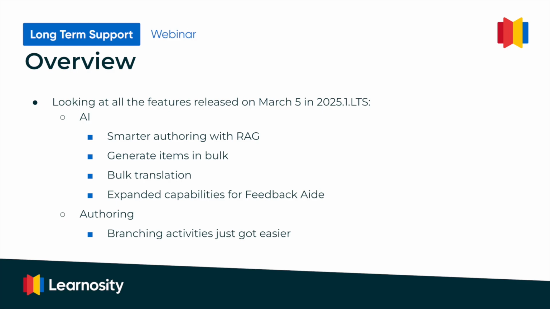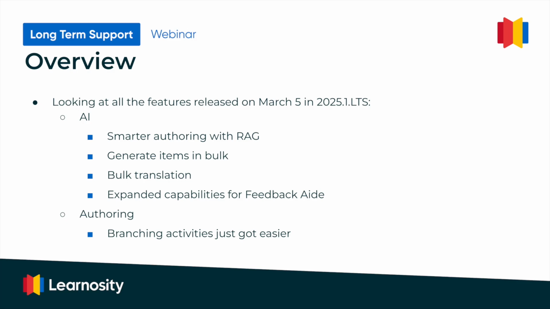Let's just briefly run through what's new from our release on the 5th of March. In AI, we'll talk about major upgrades to Author Aid and Feedback Aid. Author Aid now offers smarter authoring with RAG, can generate items in bulk and translate items in bulk. And Feedback Aid has a host of expanded capabilities that we'll explore.